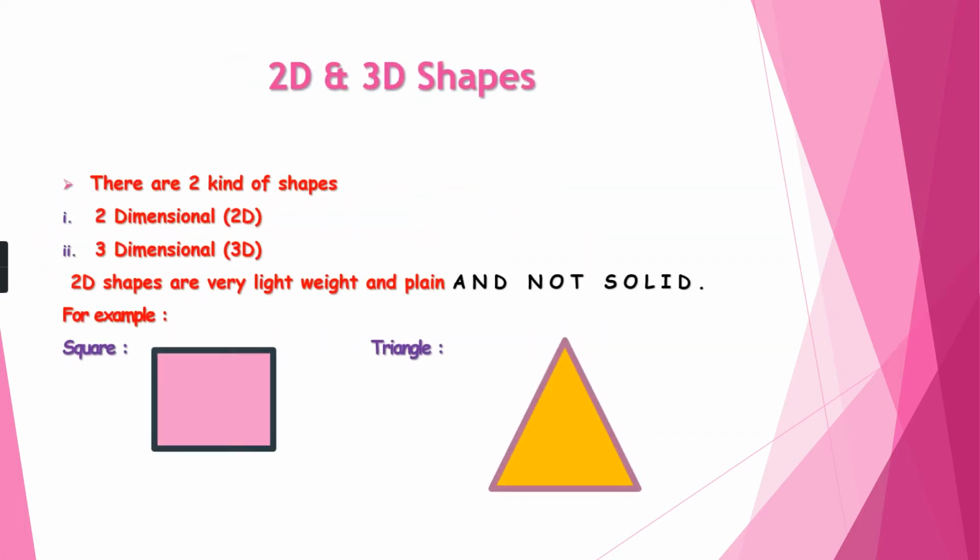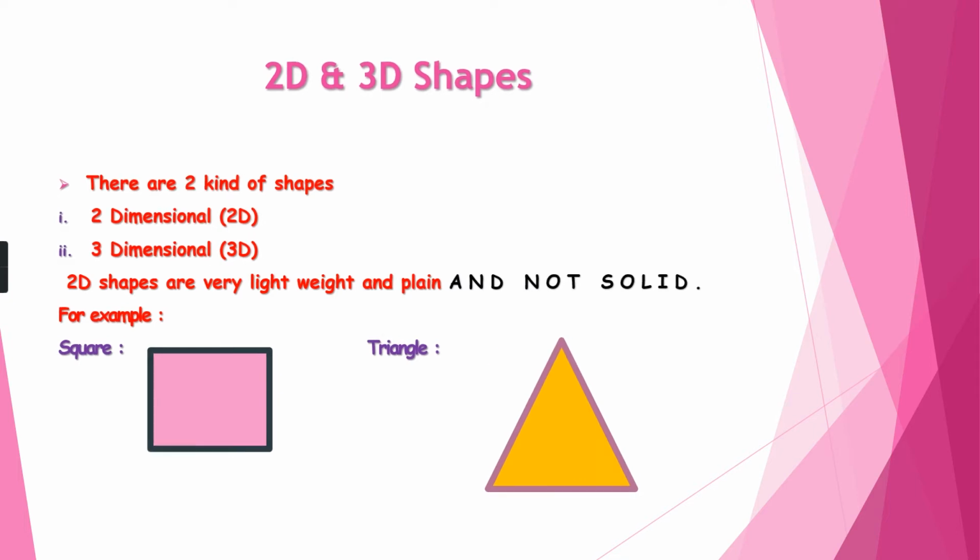Now let me tell you a bit about the types of shapes. Well, there are two kinds of shapes, two-dimensional and three-dimensional, which are also known as 2D and 3D shapes. First, let me tell you about two-dimensional or 2D shapes. Well, 2D shapes are very lightweight and plain and are not at all thick or solid. Like, for example, rectangle, square, triangle. You can see the examples on the screen. They look so simple and plain and do not have any thickness.